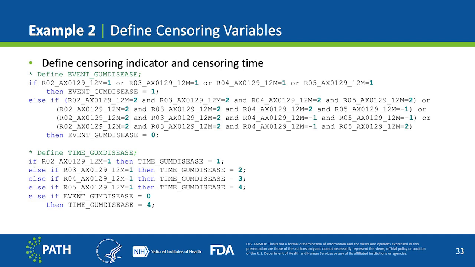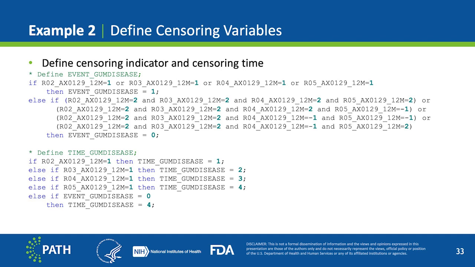Based on the interview questionnaire, there are 4 possible combinations of responses that indicate the adults who never reported having gum disease. The conditions with a value of -1 are to capture adults who didn't know or refused to respond to the 12-month gum disease questions.